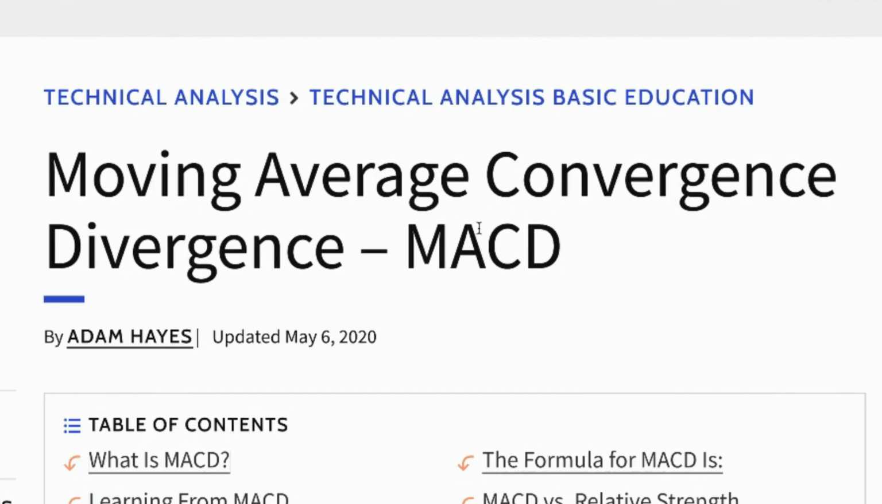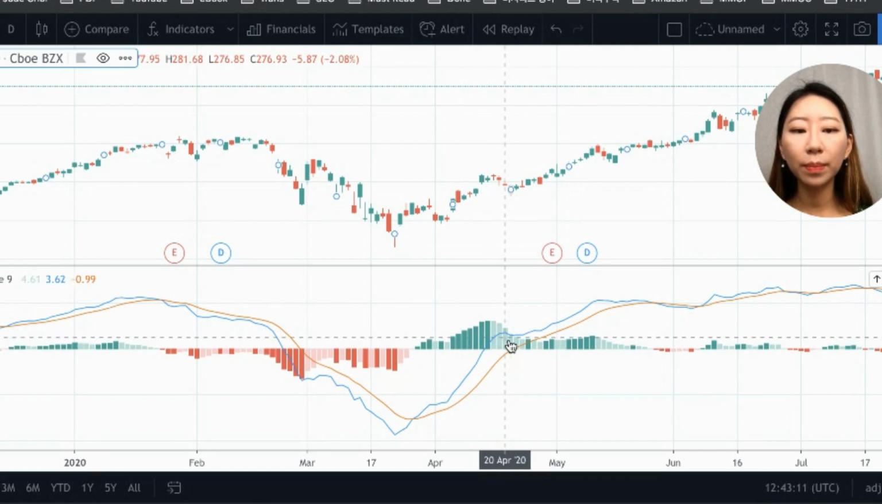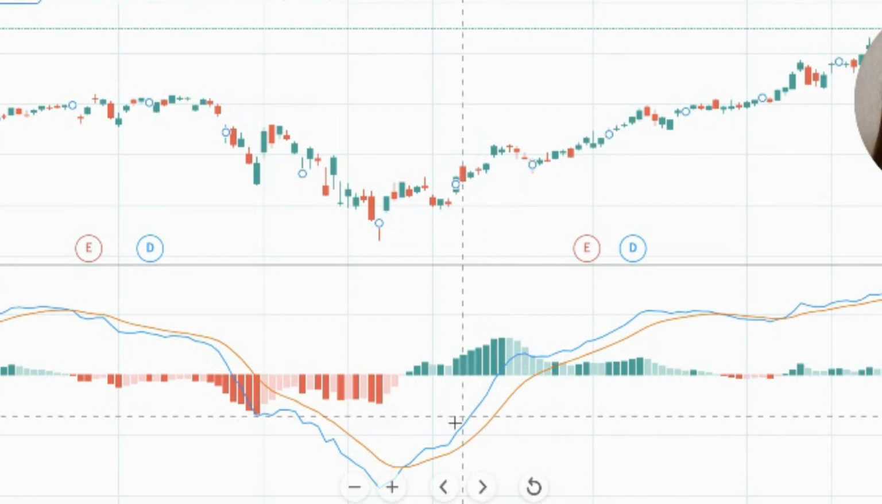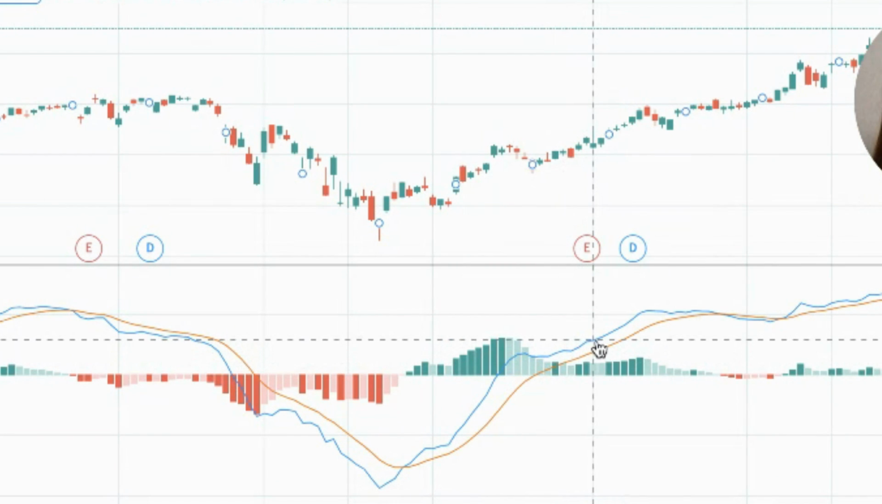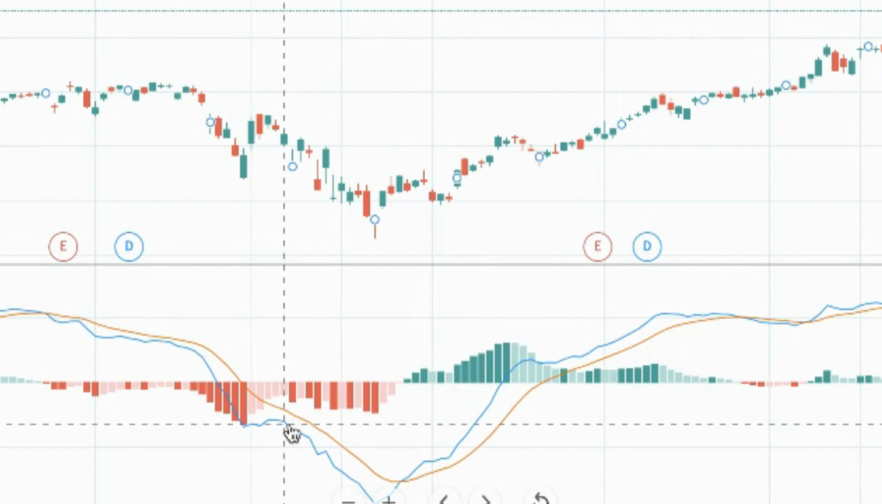5. MACD. MACD is Moving Average Convergence Divergence. When you add MACD, you'll see a histogram and 2 lines. The blue line is the MACD line and the orange line is the signal line. The histogram shows you the uptrend and downtrend.